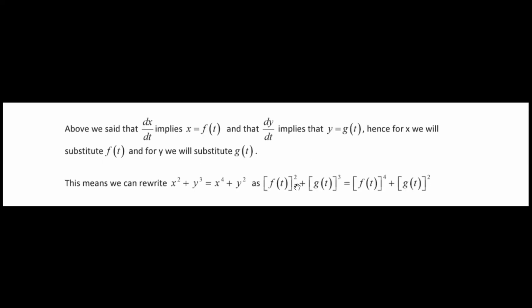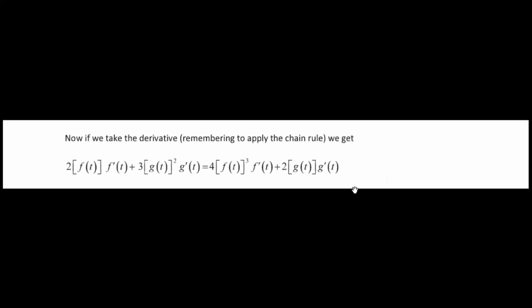This, on the other hand, is going to be 3 g of t squared times the derivative of g of t, which is g prime of t. So it's 3 g of t squared, g prime of t. The next expression is f of t to the 4th power. So that's going to be 4 f of t cubed, derivative of f of t, f prime of t. And lastly, we had g of t squared. Its derivative is 2 g of t first power times the derivative of what's inside parentheses, g prime of t. So that's what we've done there. We've taken the derivative using the chain rule and the power rule. That's all we've used, the power rule.